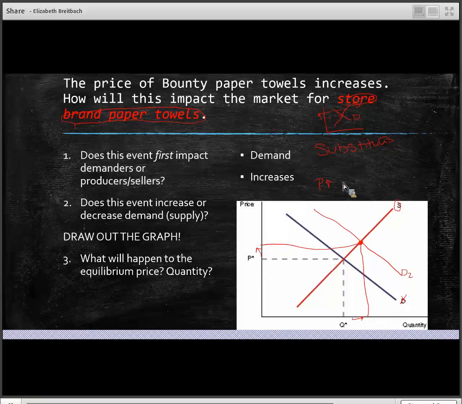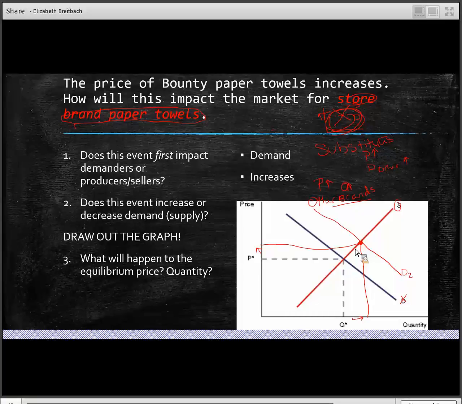Okay, so as the price of a substitute increases, then the demand for the other good, our initial good, is also going to increase. So we're not talking about the market for Bounty. Okay, this is the market for other brands or our store brand. The other brands, we're going to see an increase in demand. Not as many people are going to be willing to purchase those Bounty paper towels at that higher price, so they increase their demand for that substitute product, that substitute in consumption.